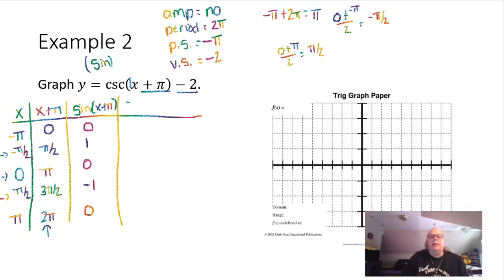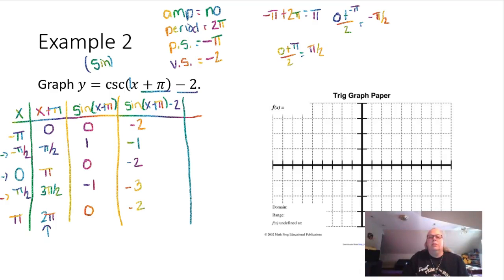All right, and then I'm going to subtract 2. 0 minus 2 is going to give me negative 2. 1 minus 2 is going to give me negative 1. 0 minus 2 is going to give me negative 2. Negative 1 minus 2 is going to give me negative 3. And 0 minus 2 is going to give me negative 2.